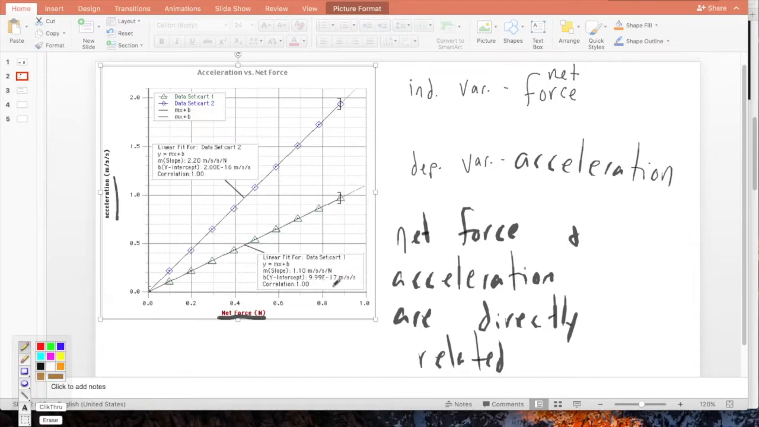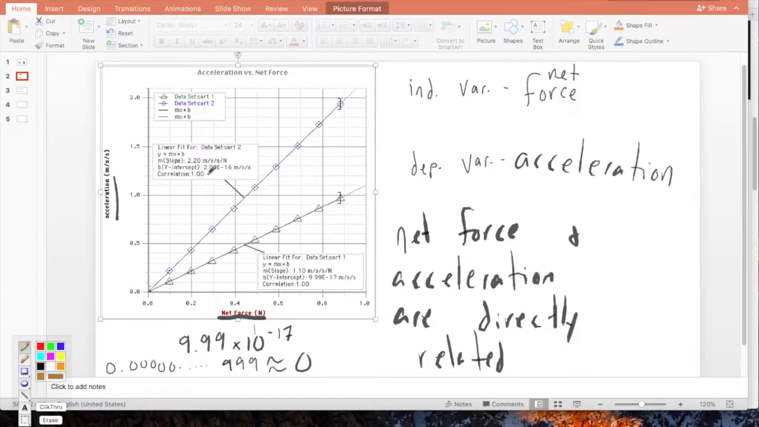9.99 e negative 17. That e there, some of you may have seen it before on your calculators. The e means times 10 to the power of negative 17. This is scientific notation. That means that this number is actually 0.00000 and then 16 total zeros, 999. That is incredibly small. So we could say that that b is practically 0.